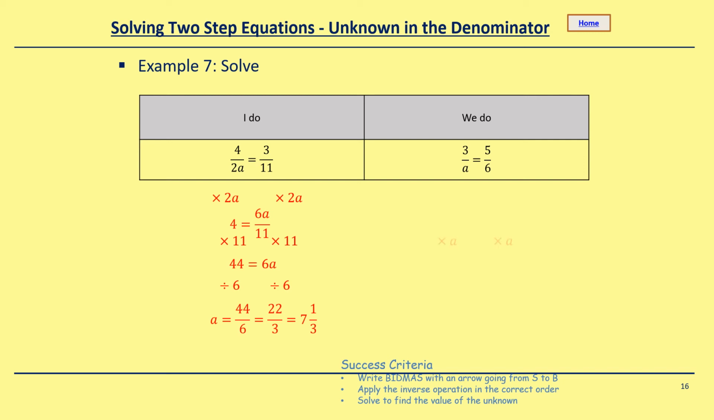Okay, so the answer, so we times by a, then we times by 6, then we divide by 5, and we get 18 over 5.